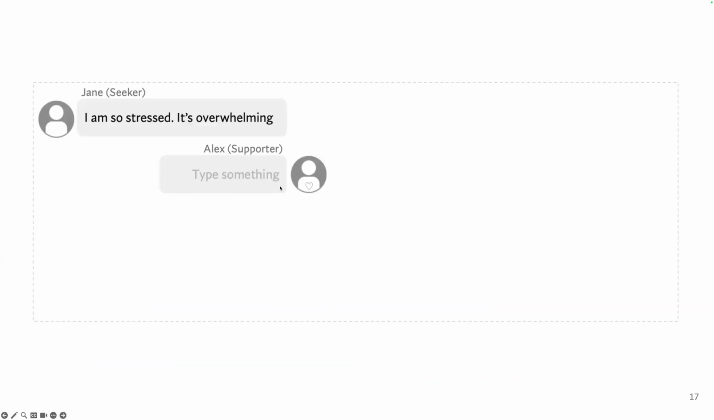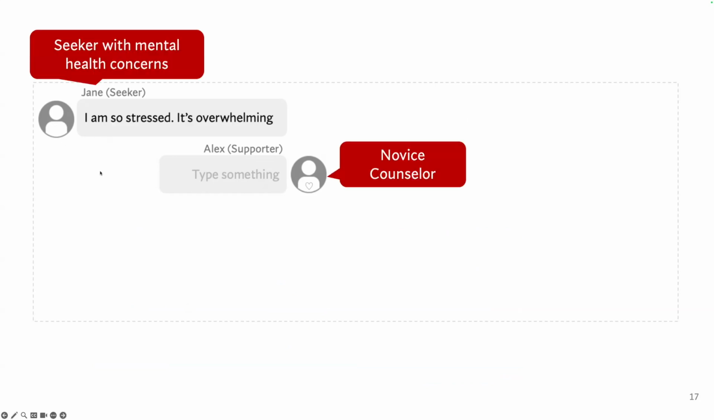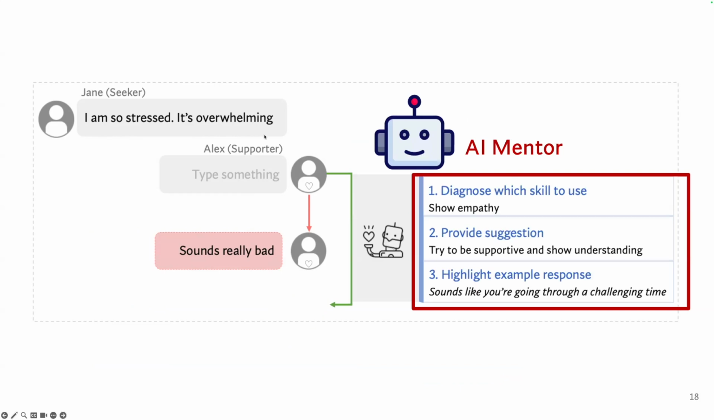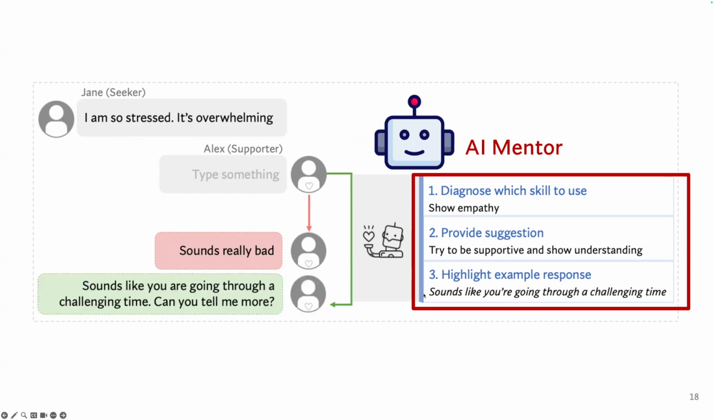Imagine Alex is now a novice counselor, and he wants to learn how to better help others. And Jing is a seeker with mental health concerns. Without a lot of training in the earlier days, Alex could respond with something that sounds really bad to a query like, I'm so stressed, it's overwhelming. Our AI mentor would help diagnose which skill to use by showing some examples and also provide suggestions. With all of this, Alex might rewrite their response into something like, you're going through a challenging time. Can you tell me more?